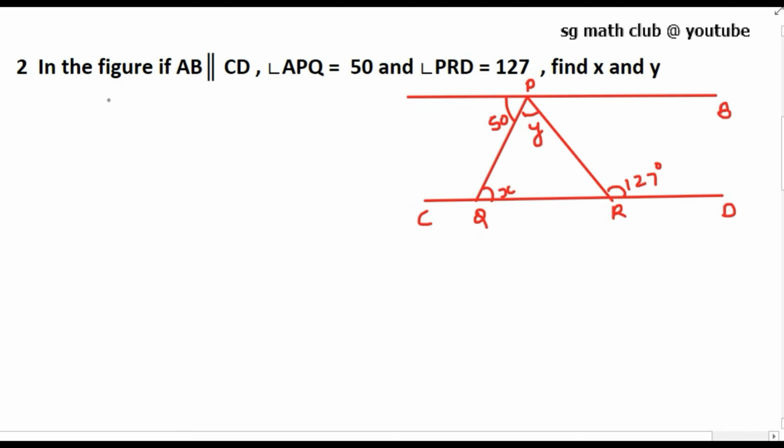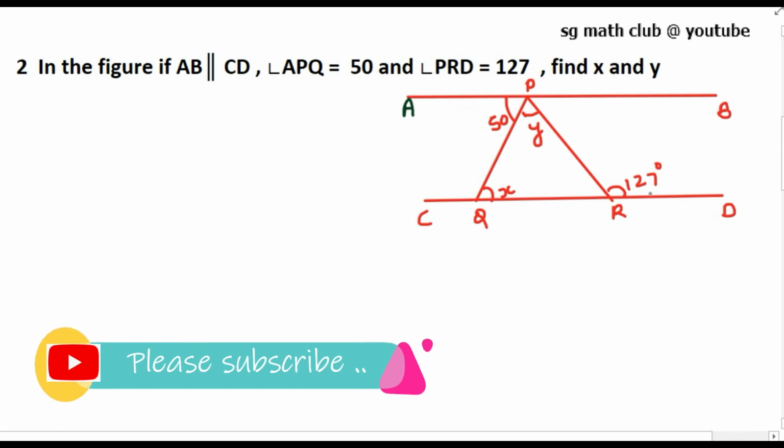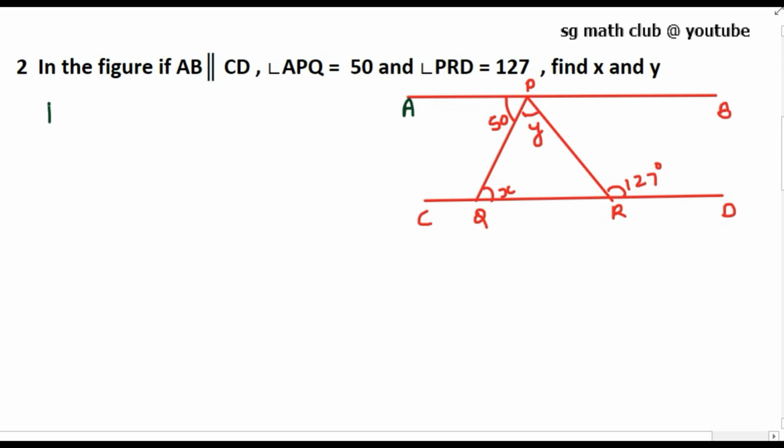Now the second question is, in the figure, if AB is parallel to CD and angle APQ is equal to 50 degrees, again they have given angle PRD equal to 127 degrees. We need to find x and y. Already they have given AB is parallel to CD, and we can consider PQ as the transversal here.